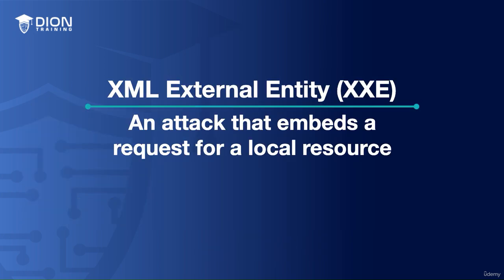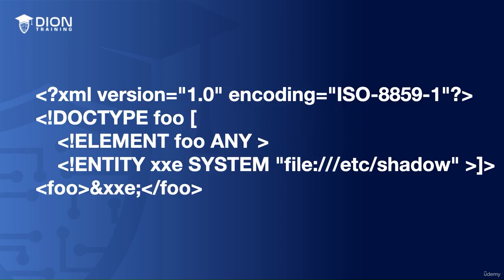Now, the second type we have is what's known as an XML external entity, or XXE attack. This type of attack attempts to embed a request for a local resource. Now, this sounds a lot like a local file inclusion, doesn't it? And here's an example of an XML external entity attack.